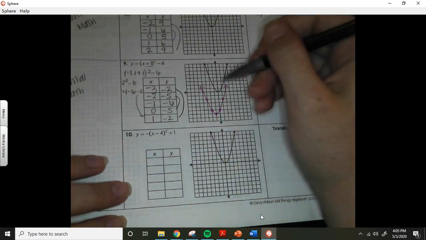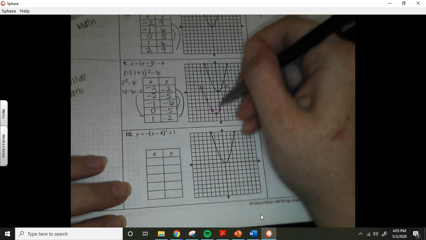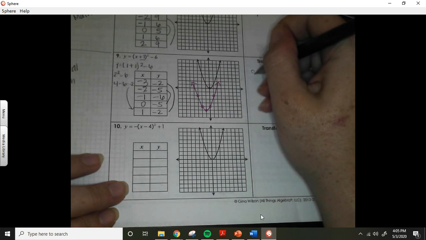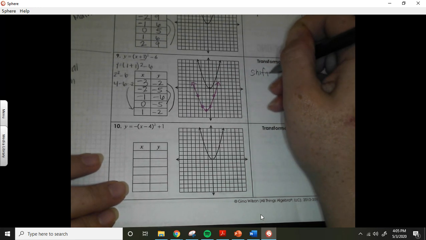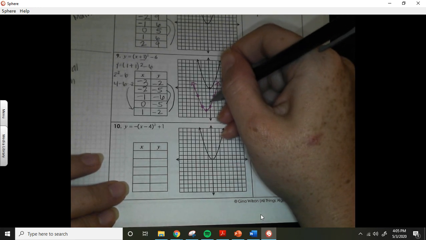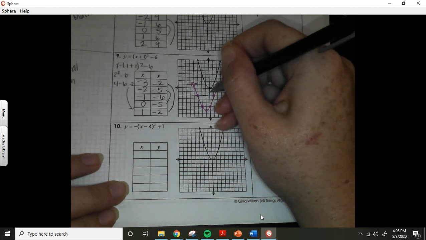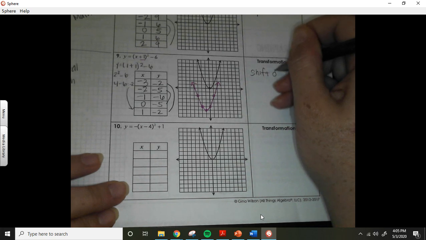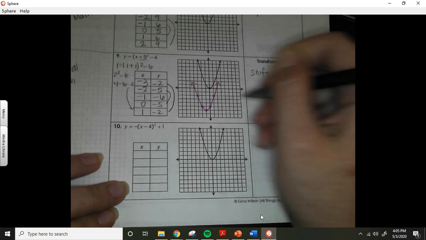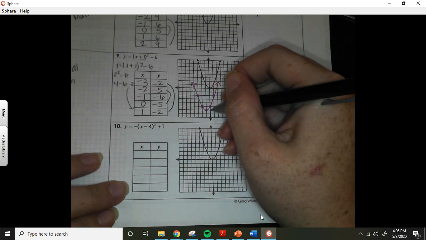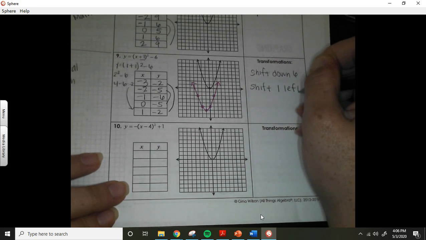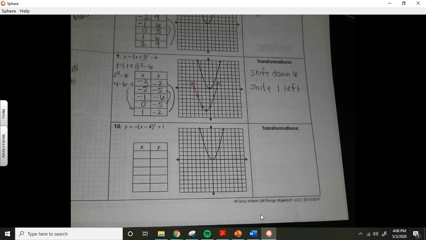So this one went vertex. Remember, we're comparing vertex to vertex. So from the parent one, what happened? This one is definitely shifting. So it shifted down how many? 1, 2, 3, 4, 5, 6. So it shifted down 6, but it didn't stop here. It also shifted 1 left. So those are 2 transformations in here.